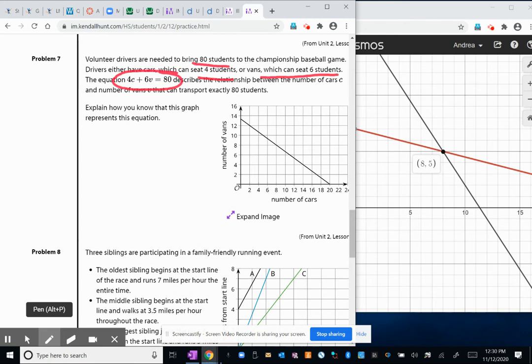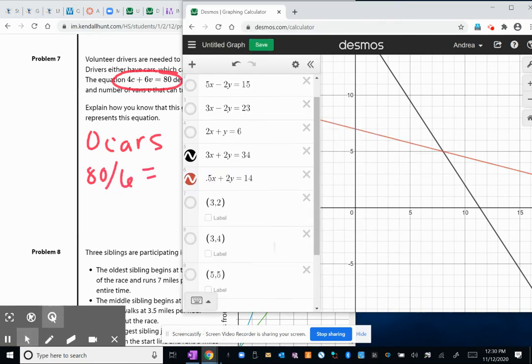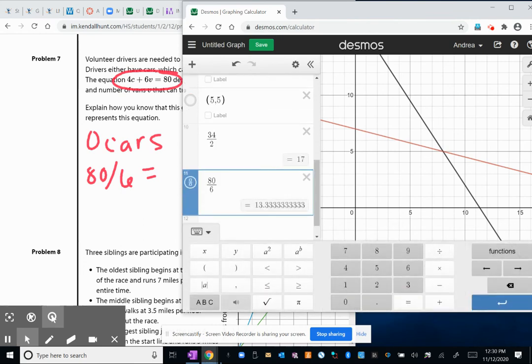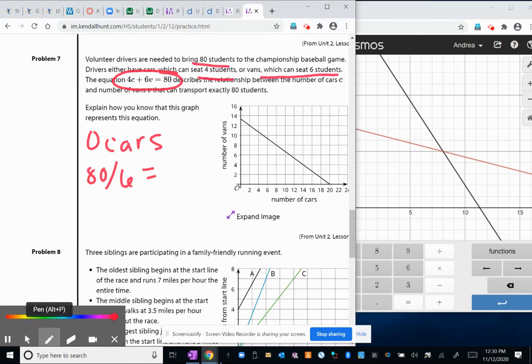So we could just find, like, if there weren't any cars going, so 0 cars, then how many vans would there be? To figure out the vans, if there aren't any cars, we would do 80 divided by 6. And so over here, I can calculate 80 divided by 6 is 13.3 repeating. And looks like that's about right there.